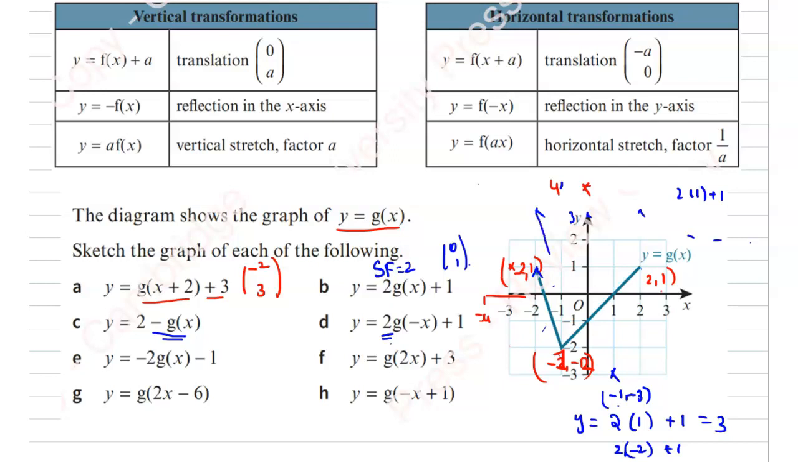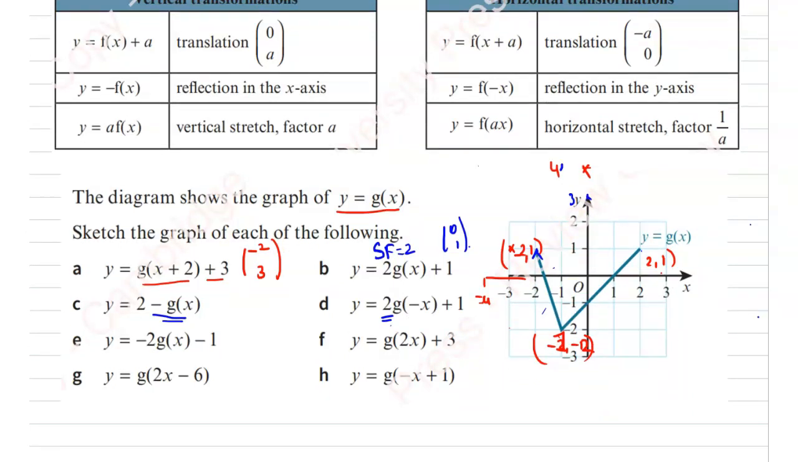So the graph is this one. This represents y equal to 2 times g of minus x plus 1. Then the next one, y equal to minus 2g of x minus 1. Which means that the stretching factor is minus 2 and the translation factor is 0 and minus 1. That is the vertical translation. Here it is a negative value, so vertically downward.